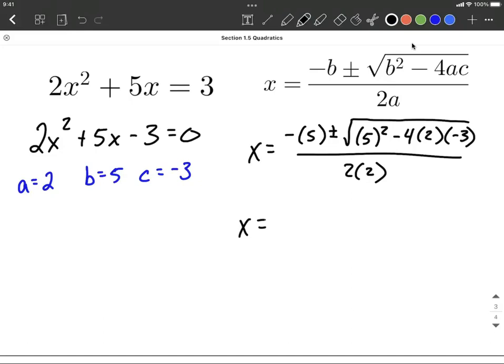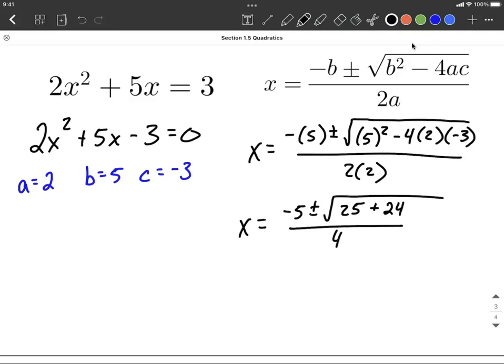All right, it is a big fraction, so make sure it stays as a big fraction, and that fraction bar doesn't just stay under the radical. It's under the negative 5 as well. So negative 5 plus or minus the square root of 25 minus, let me see, it's actually going to be a positive because we have a negative 4 and a negative 3. 4 times 2 is 8. 8 times 3 is 24. All divided by 4.